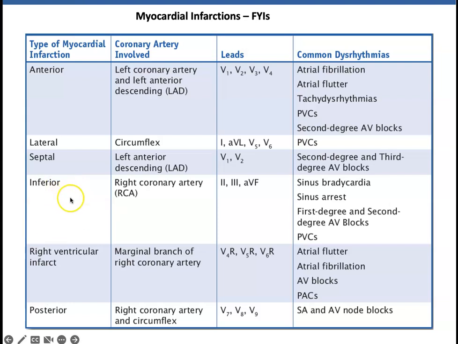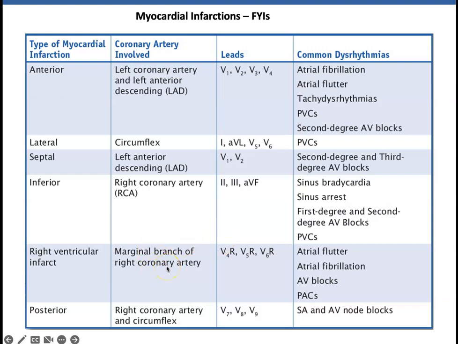Then your inferior, this is going to be the right coronary artery going along that region, which then feeds into the right marginal. And then this is your 2, 3, AVF. Sinus brady, sinus arrest, first degree and second degree blocks, and your PVCs, common for these. And then the right ventricular infarct, this is where you would then take your V4 and move it over to the right side in the same spot that V4 is on the left. And then that would show you if there's an actual issue going on the right side of the heart, and that would confirm a marginal branch issue.